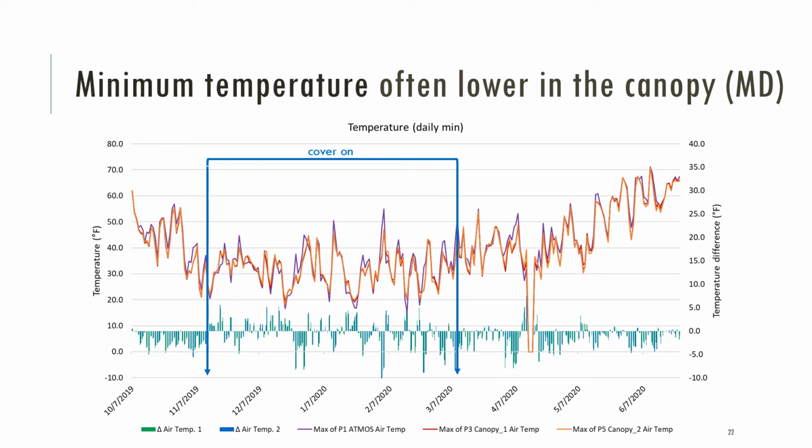During the covered period, it's sometimes higher and sometimes lower in the canopy under the covers, and this seems to be connected to the general temperature. So whenever the temperature was rather low, the covers had an insulating effect and the temperature underneath the covers was higher compared with the weather station. But when the temperatures were a little bit higher, the temperature at the weather station was actually higher than the temperature recorded at the canopy level sensors. So for the minimum temperature, it's not always higher in the canopy or underneath the covers.